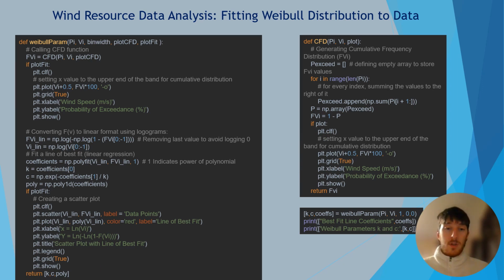So I've called this function then inside in the Weibull parameter function, and then I performed a sequence of operations to convert it to linear format here. Then plotted this line against the data. So this function here calculates and outputs the coefficients of that line of best fit.